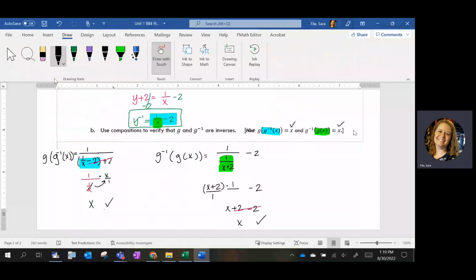You okay with that? All right. So that's the end of the notes on inverses, the inverse review. You're going to have a Delta Math practice assignment on inverses.